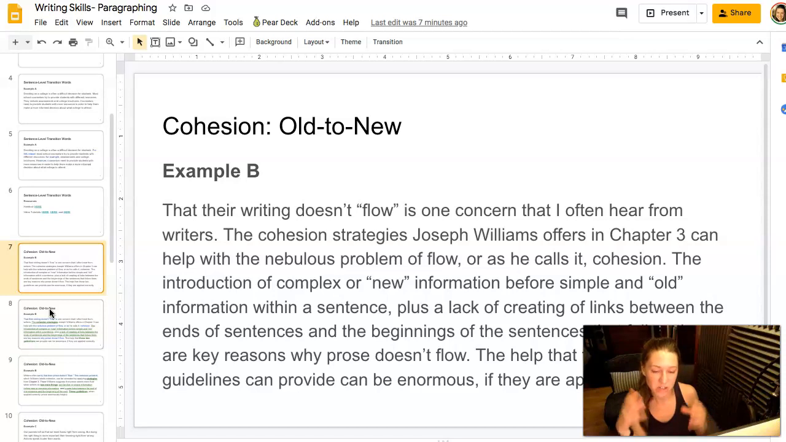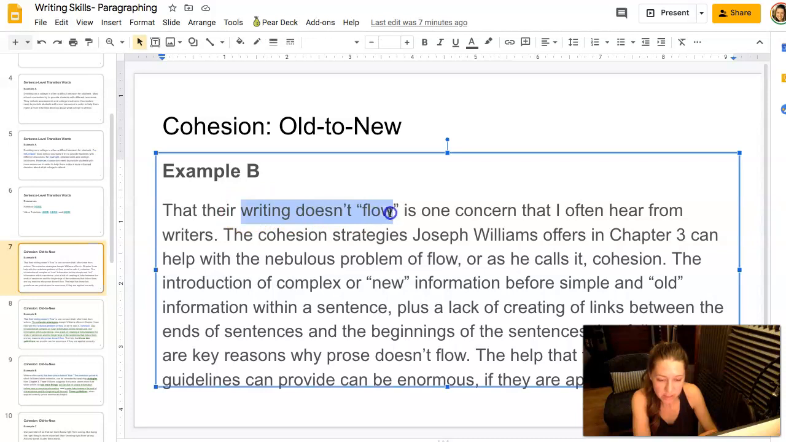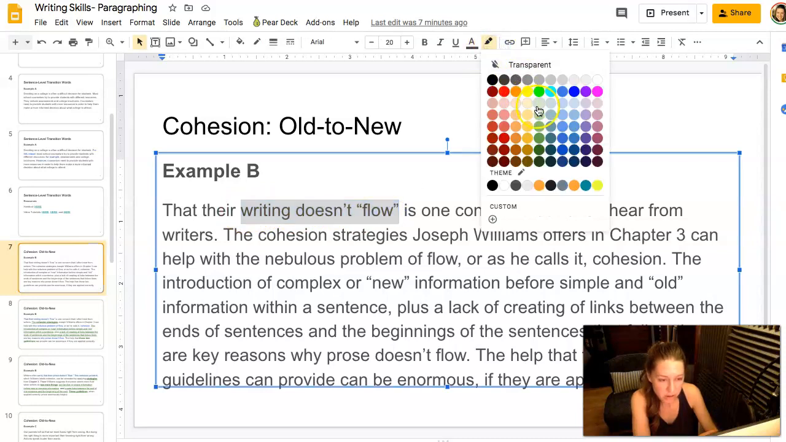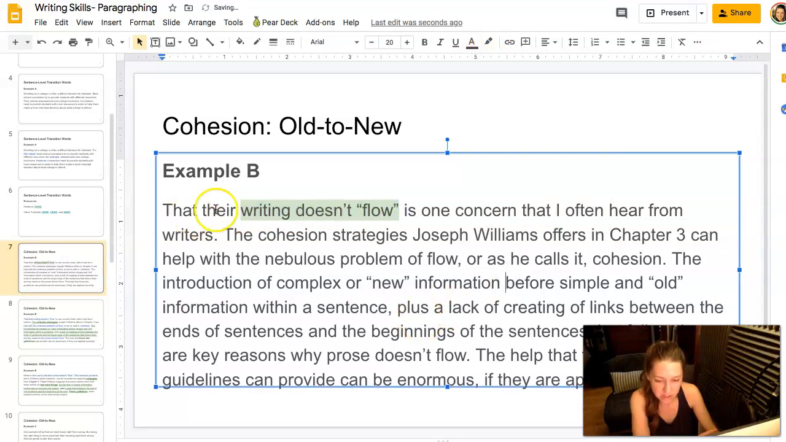And instead of starting with what exactly the old to new principle is, let's just revise this passage, and then I'll identify what we did and why it counts as following the old to new principle. So the first thing that I'm going to do is identify recurring themes, so that their writing doesn't flow. I'm identifying flow here as something to highlight, because it seems like it comes up a bunch. That their writing doesn't flow is a concern I hear from writers.